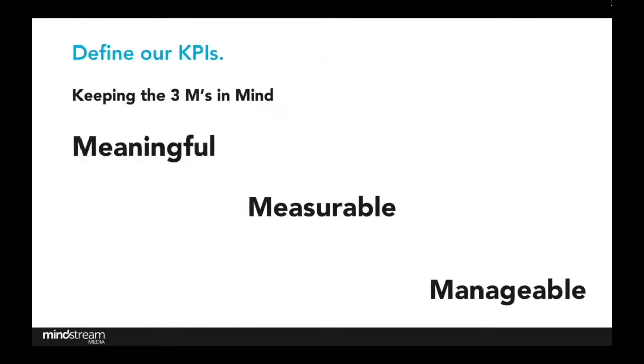So to define your KPIs would be the next step. And we kind of broke this down to keep the 3 M's in mind. But this is really determining what you're going to measure. You want to make sure it's meaningful. What are the most important metrics for your business specifically? And don't get overexcited. Make sure it's meaningful, and make sure that you can tell the story at the end.